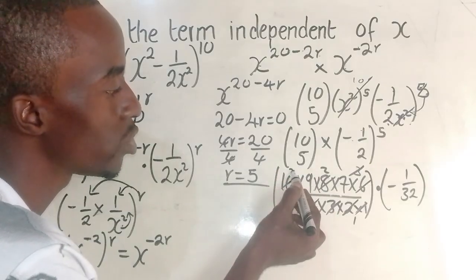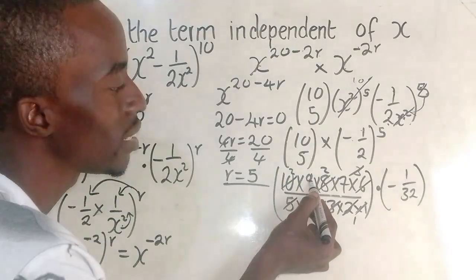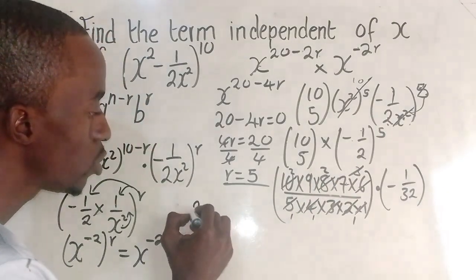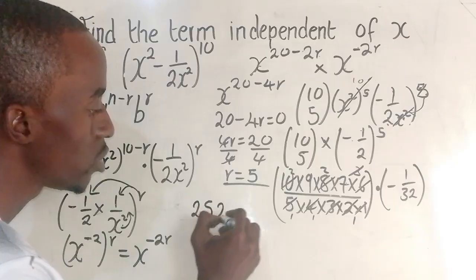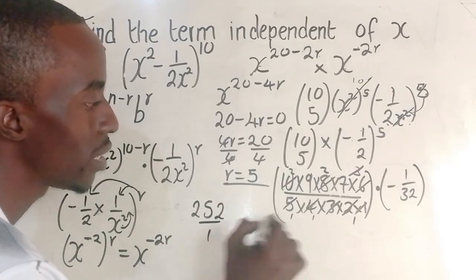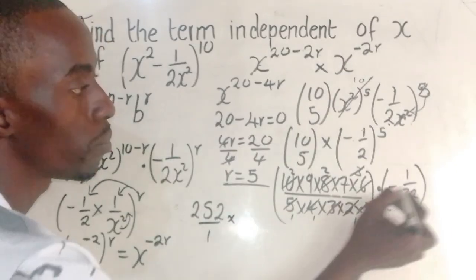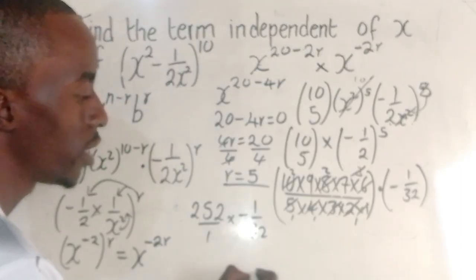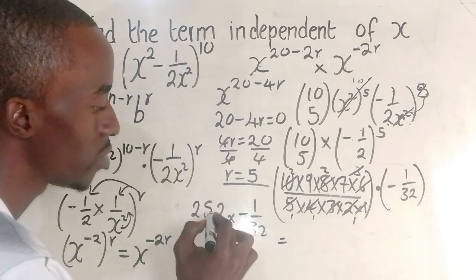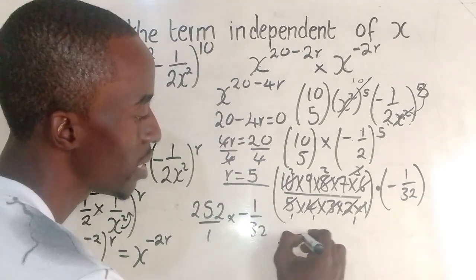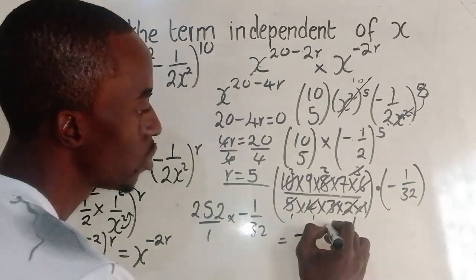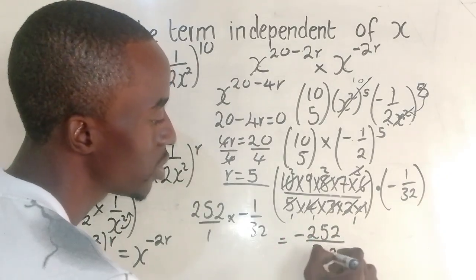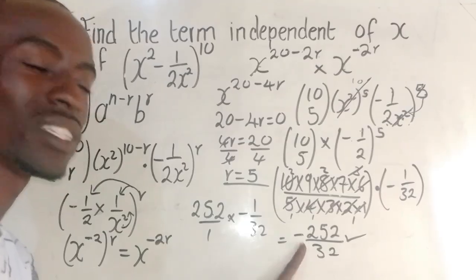So now I'm remaining with 2 times 9 times 2 times 7, which will give me 252 over 1, multiplied with the negative 1 over 32. So once we multiply, this times this one is going to give me negative 252 over 1 times 32. So this is the answer which they wanted.